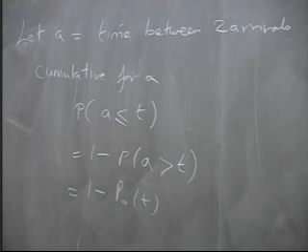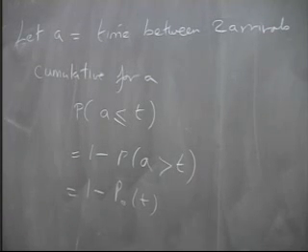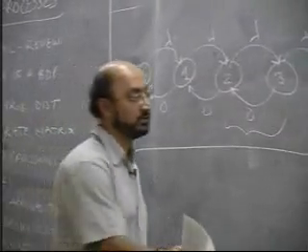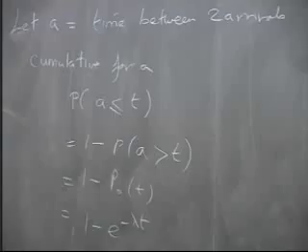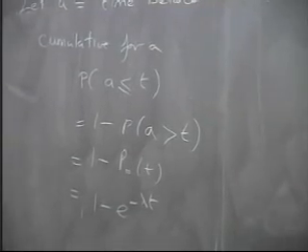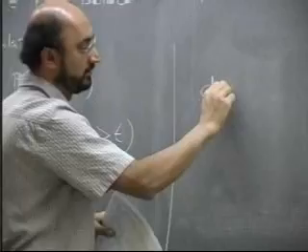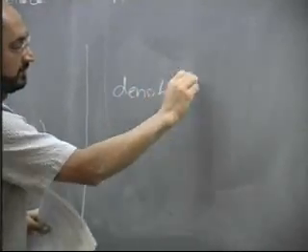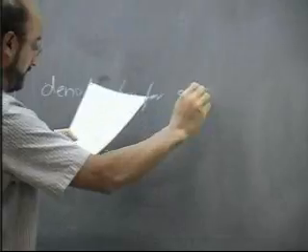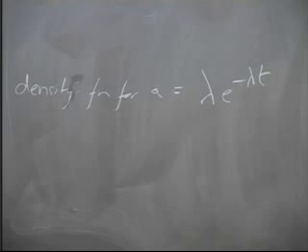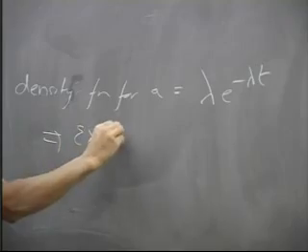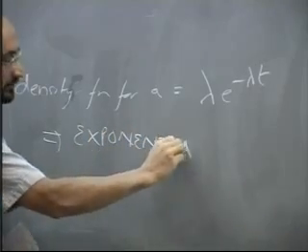Because if nobody arrived in time t, there will be zero arrivals. That means I'm staying in state 0 of my birth process. And so we know that that's nothing more than 1 minus e to the minus lambda t. So that gives me the cumulative distribution function of A, which means that the density function for A is nothing more than lambda e to the minus lambda t. And so this is an exponential distribution.